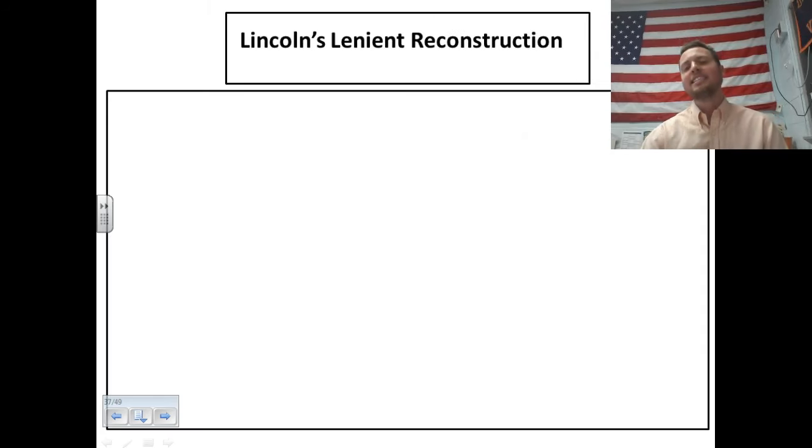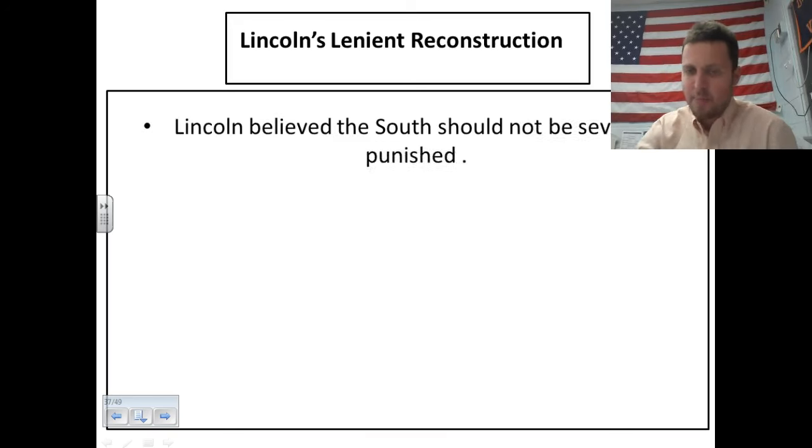Please put Lincoln's lenient Reconstruction. What does lenient mean? It means gentle. It means easy. Hey, Abe's a nice guy, right? He's going to be nice to the South? You betcha. Lincoln believed the South should not be severely punished. That's a very key idea. Lincoln did not think the South should be punished severely.